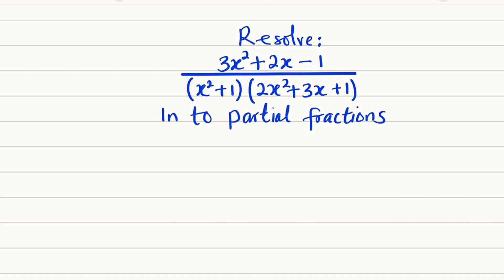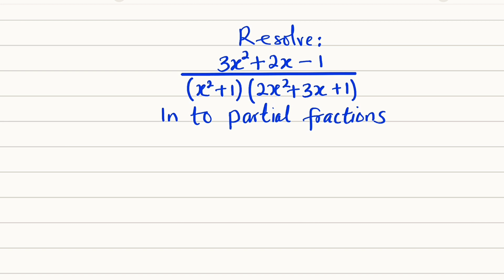The first one: whenever you are given a compound fraction to resolve into a partial fraction, always observe the degree of the numerator and that of the denominator. If the degree of the numerator is greater than or equal to the degree of the denominator, you have to carry out a long division first. But in this case, the degree of the numerator is total 4, because this is 2, this is also 2, and the highest degree here is 2. 4 is greater than 2.